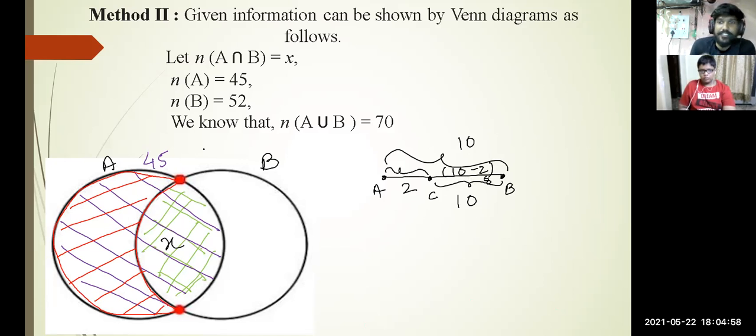Correct? Think exactly the same way here now. The entire circle is 45, and this green portion is X. How much will the red portion be? This is X. This is X here.